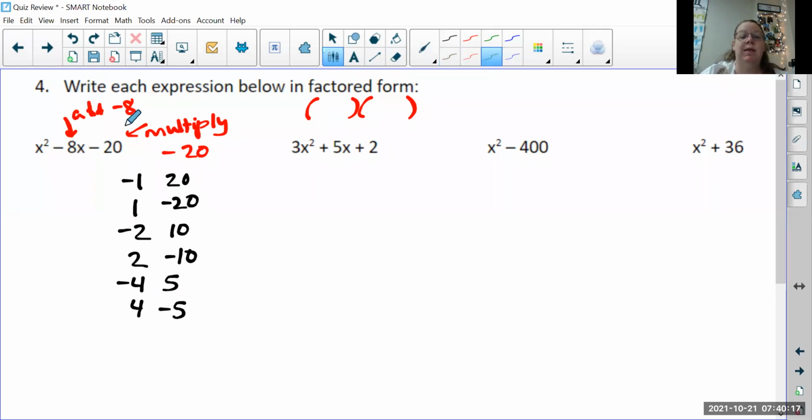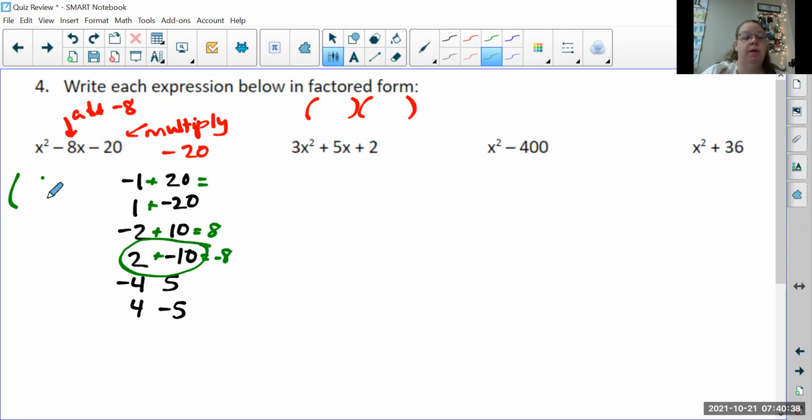Then we're looking for the ones that add to negative 8. So then just kind of think through these. If I added them up, would I get negative 8? Nope. What if I add these up, would I get negative 8? Nope. If I add these up, I would get positive 8. So I'm getting close. When I add these two up, I would get negative 8. So this is the combination I'm looking for. This is the one that I want to do.